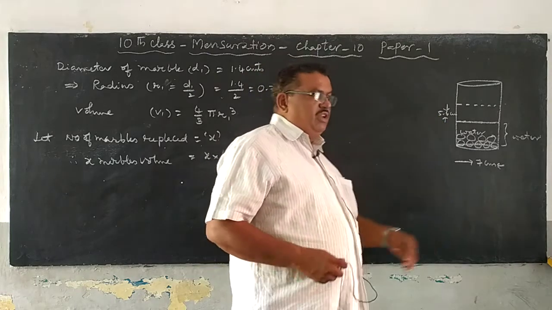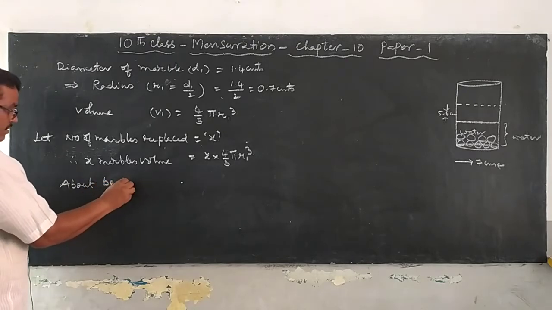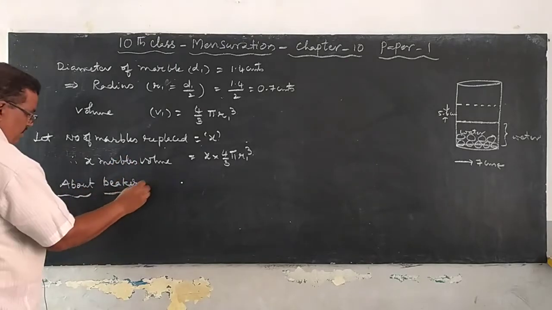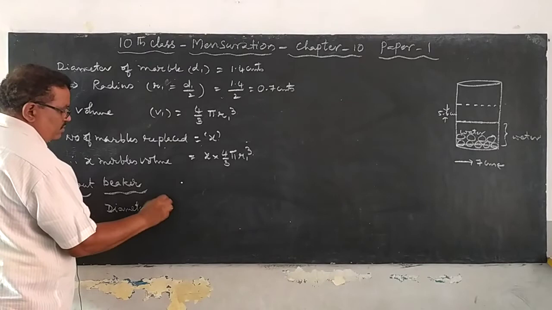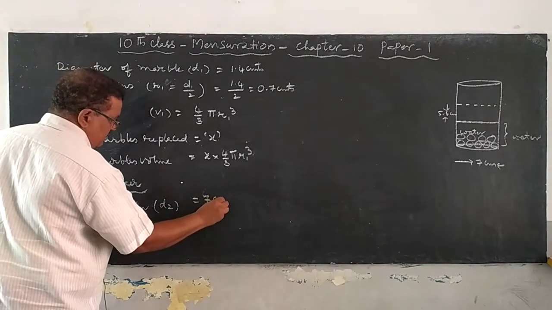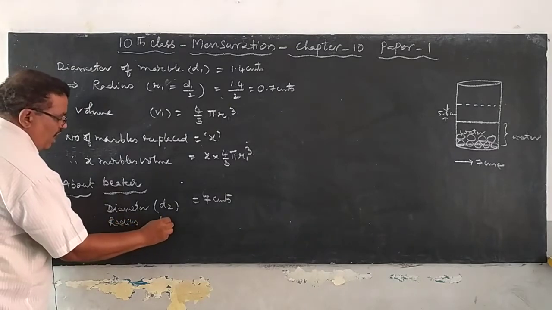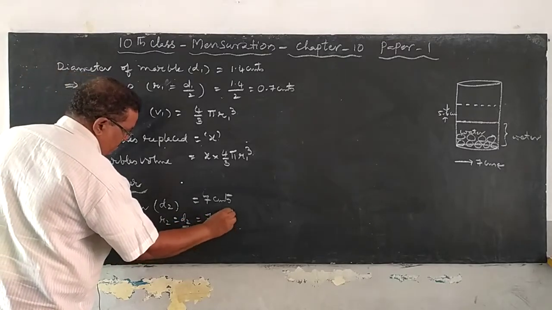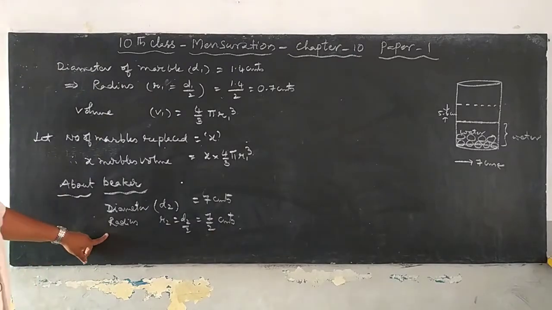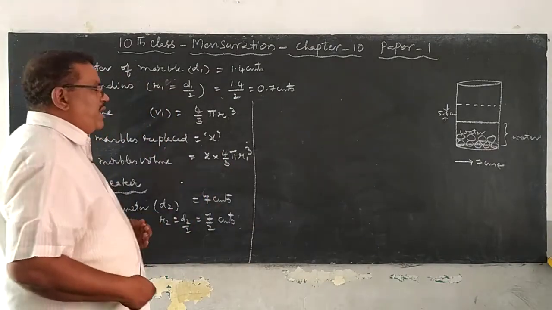Diameter of beaker is 7 centimeters. Going through the beaker, the diameter is D2, 7 centimeters. So the radius R2 is equal to D2 by 2, that is 7 by 2 centimeters, children. This is the radius of the beaker. Now we are going to discuss the volume of the beaker.